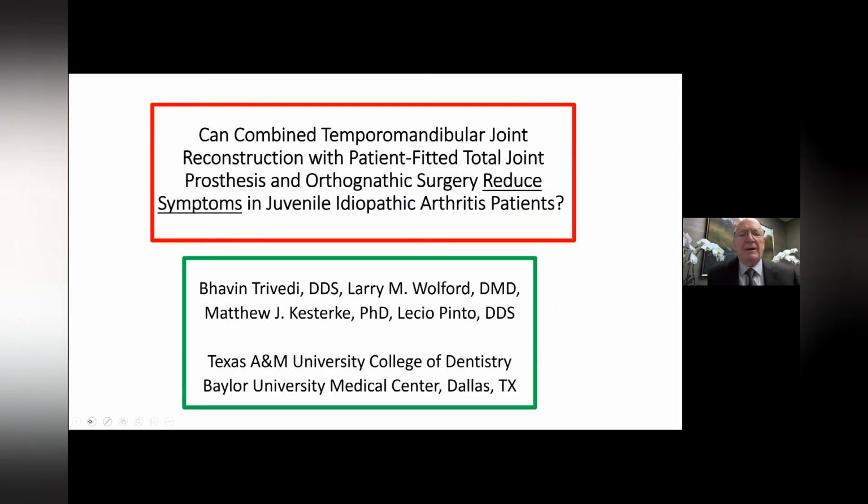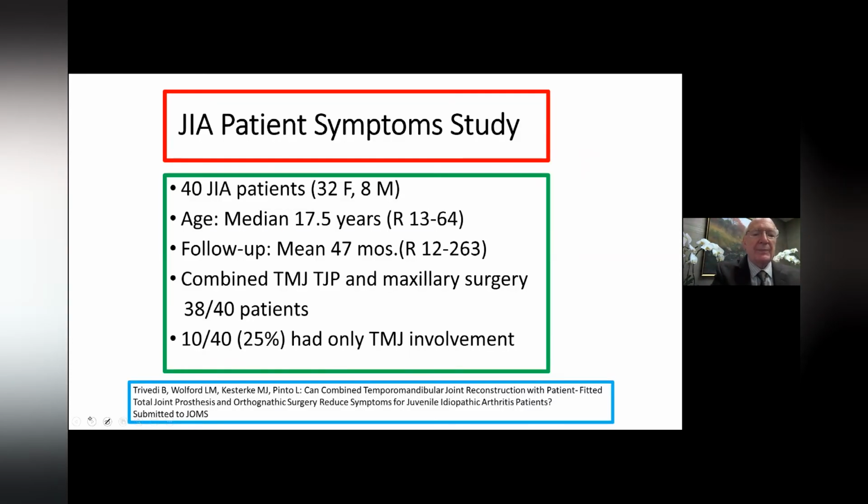The second study that we did on this group of patients was, they do have some significant pain issues, functional problems. And so this second study we did was to look at this same protocol and see the effect it has on reducing symptoms for this patient population. So in this particular study, we had 40 patients that met the inclusion criteria. That median age still is about 17 and a half years old. Follow-ups close to 4 years. And most all these patients, except for 2, had combined maxillary and mandibular TMJ reconstruction.